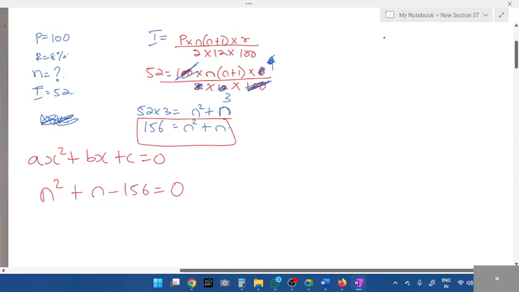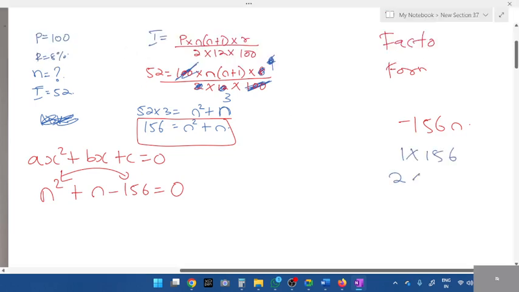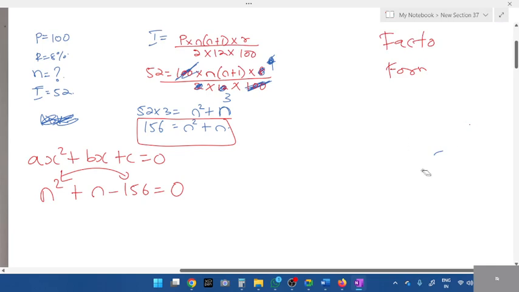See, there are two methods, students. You can use factorization if you are good in that. If not, use the formula method. How do you factorize this? Multiply the first and last. What do you get? Minus. Tell me all the factors of 156. 1 into 156. 2 into... See, don't you think it is a bit tough to solve for 156? Yeah, it is tough to solve for 156.